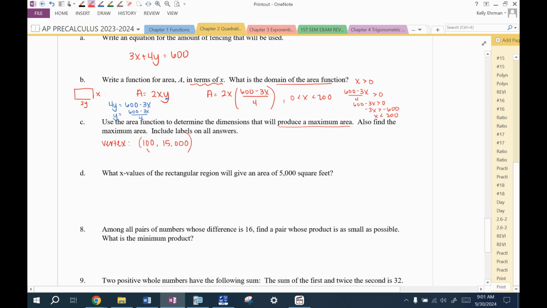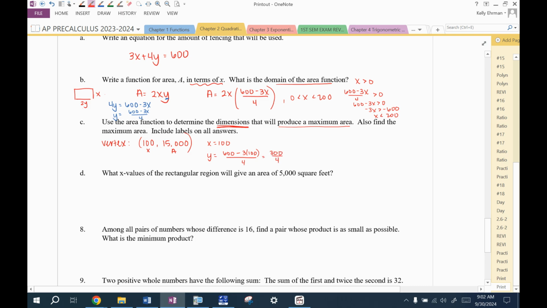Okay, 100 represents an x, 15,000 represents an area. So use the area function to determine the dimensions. So x equals 100. What's y going to be then? Remember, y is equal to (600 minus 3x) all over 4. So 600 minus 300 is 300.